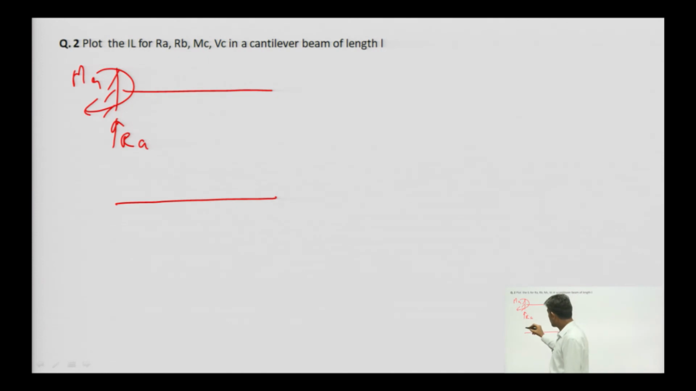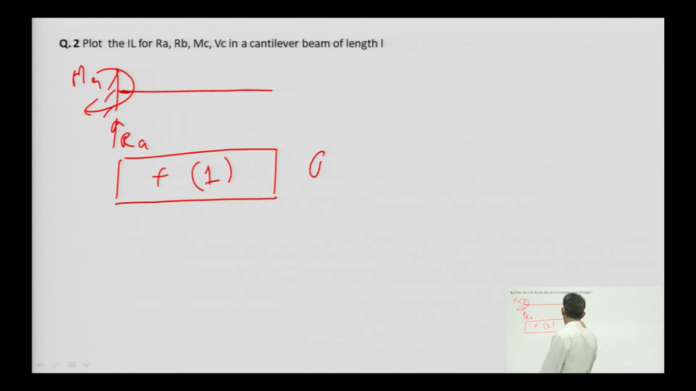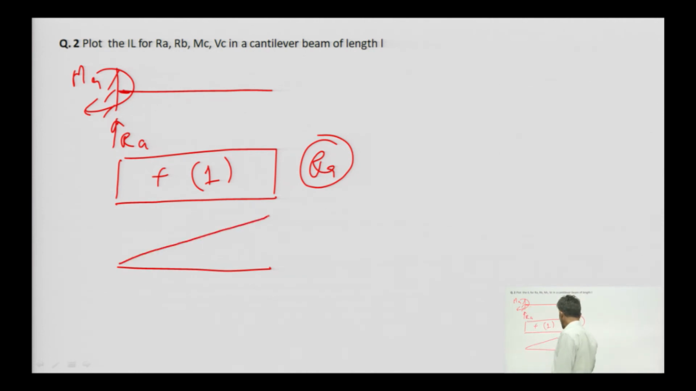We need to provide the unit displacement, since this is fixed. So, therefore, 1 positive. This is the IL for RA. Okay. IL for MA will be what? We need to provide the hinge over here. So, we will have theta is equal to 1, since if this is L, so that distance will be L. So, it is the IL for MA.